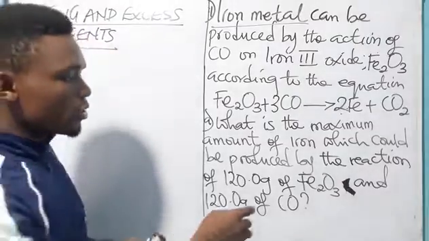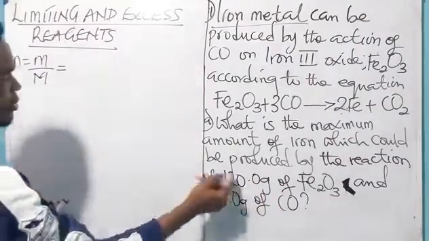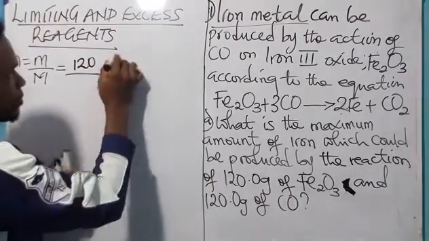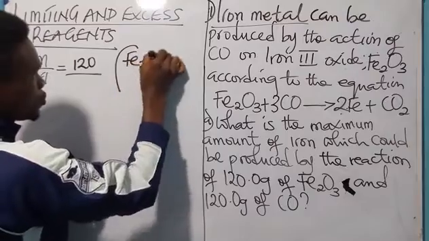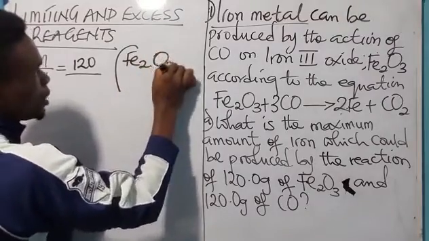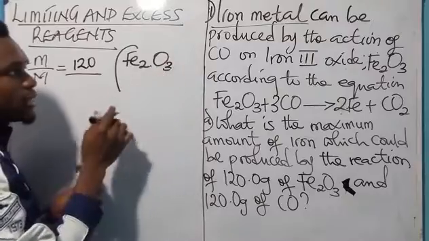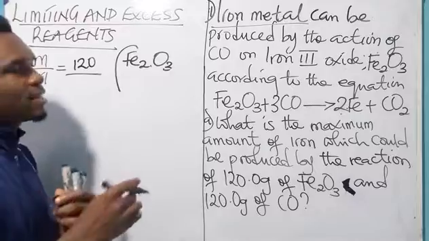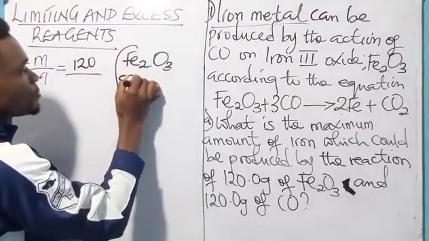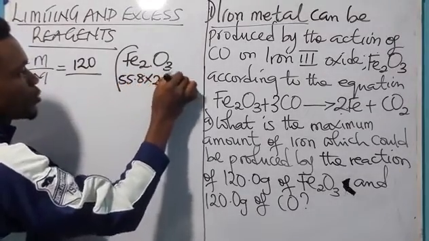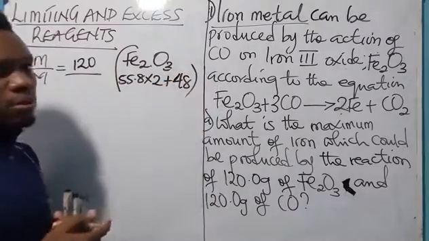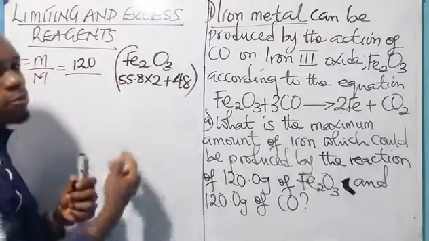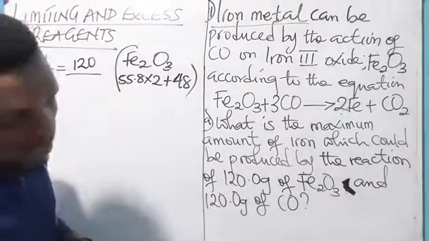Then for us to calculate, it therefore means that the number of moles is 120 over molar mass. For us to solve for the molar mass, we have Fe2O3. In doing that, it's going to be done like this. Iron has atomic mass 55.8, so this is 55.8 times 2, plus 48. I believe we all know how I got 48, because oxygen is 16, and 16 times 3 is 48.